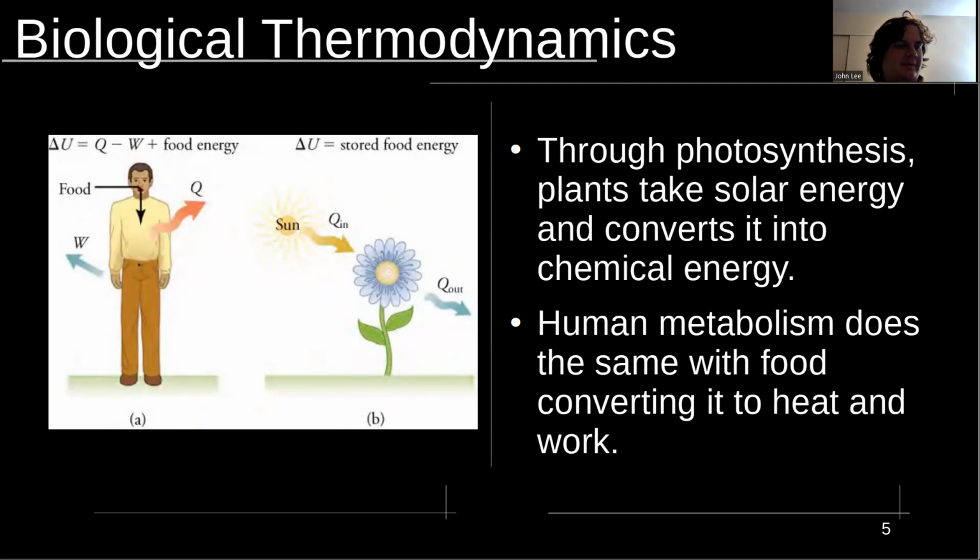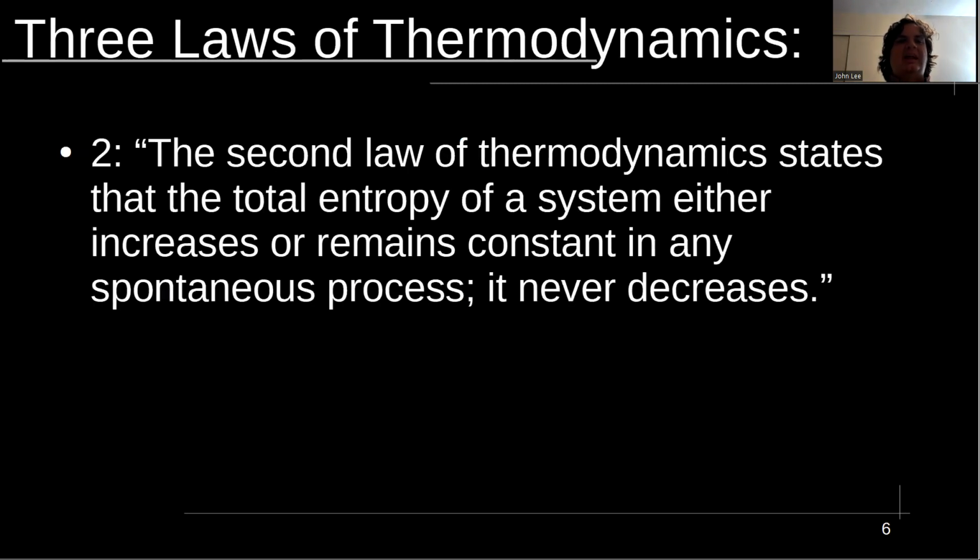So this is a biological version of what we're talking about in this chapter, thermodynamics. And then the second law of thermodynamics states that the total entropy of a system either increases or remains constant in any spontaneous process. It never decreases. So what we need to do here is define what entropy is.